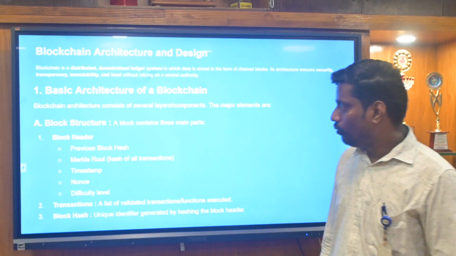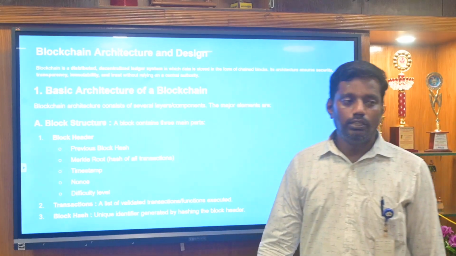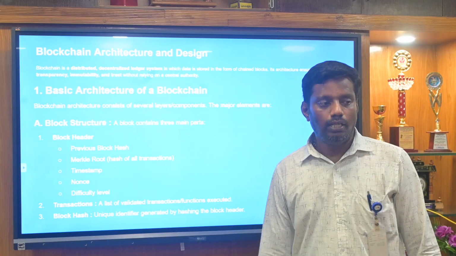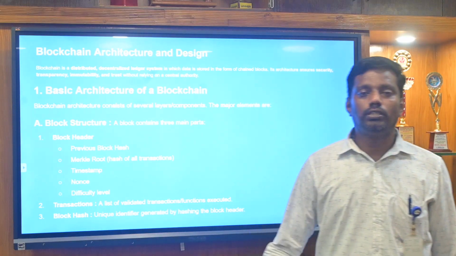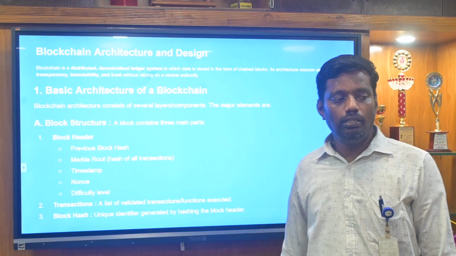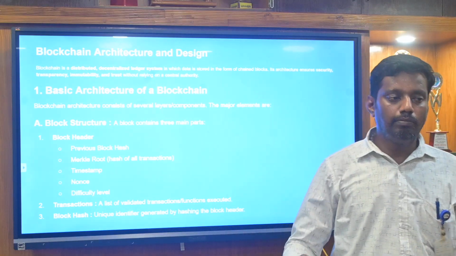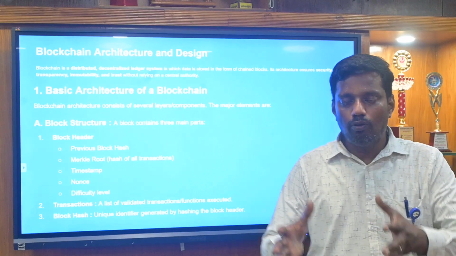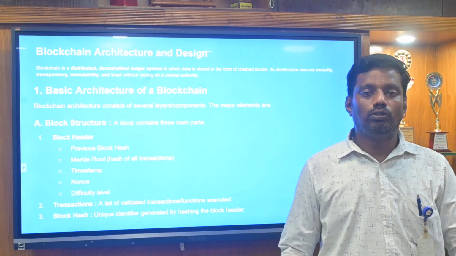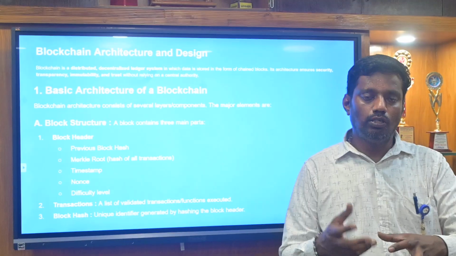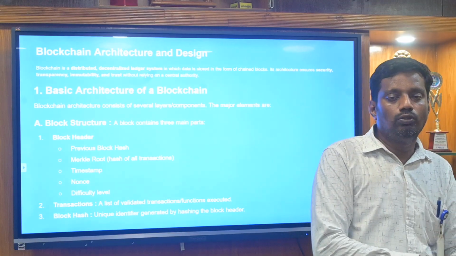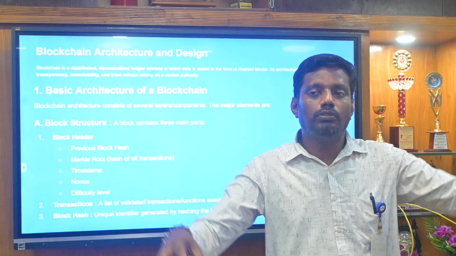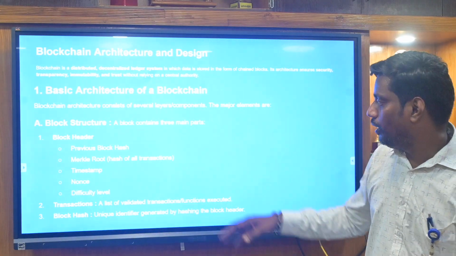The major components are, first, the block structure. This block structure has three parts in it: the block header, the transactions, and the block hash. When you talk about the block header, we have some information elements inside it. One is the previous block header. Once a block has been created, it points to the previous one, so that once the data is added into the network, it also becomes part of the chain. That is the previous block hash.